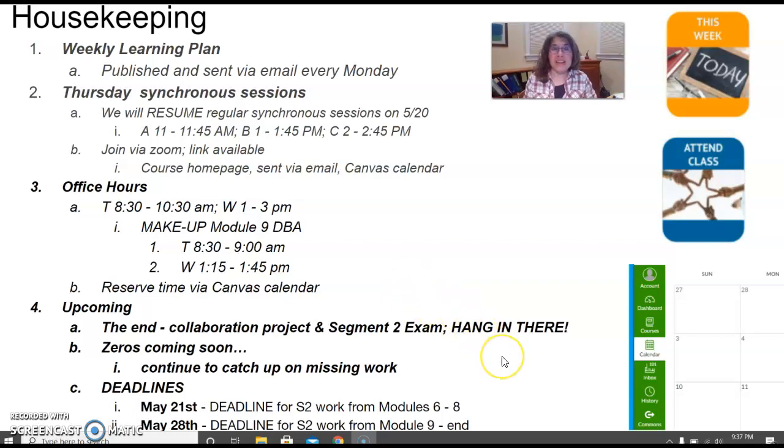In terms of the end, we are getting very, very close. What is left on the horizon, if you're on pace, is the collaboration project and your Segment 2 exam. So last 2 things on our agenda for the last 2 weeks. I do want to also remind you to keep an eye out for zeros. So remember, a 0 is a placeholder. That doesn't mean that you should give up and move on from that work. It means that's something that needs tending to.